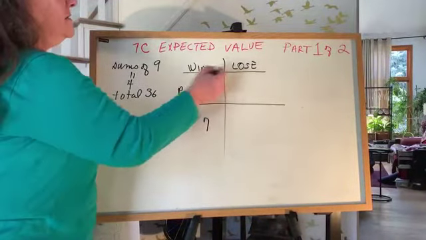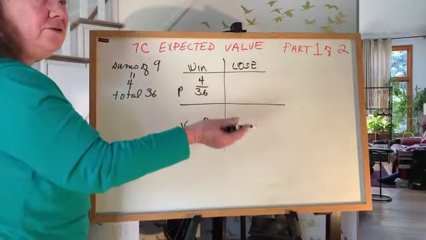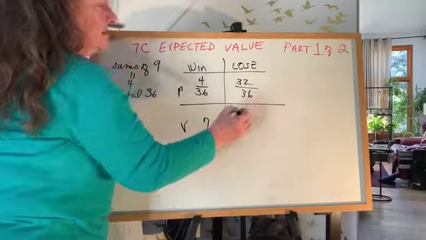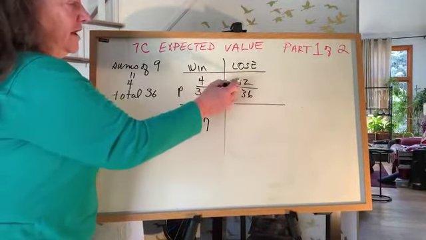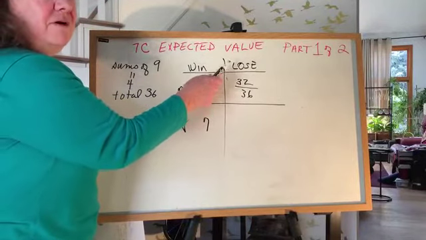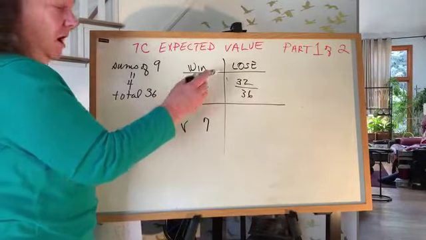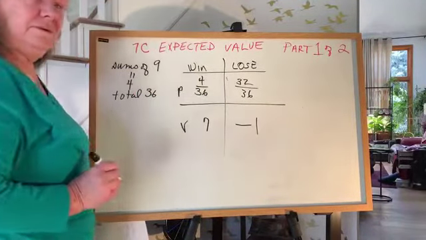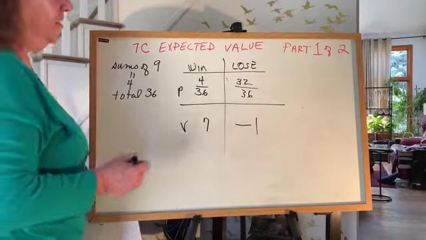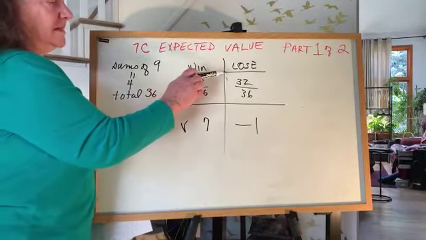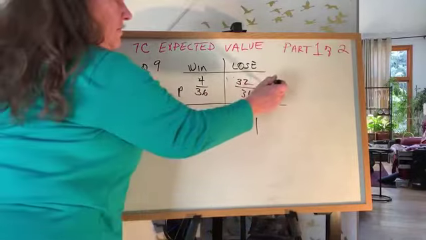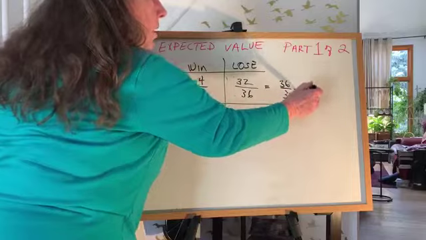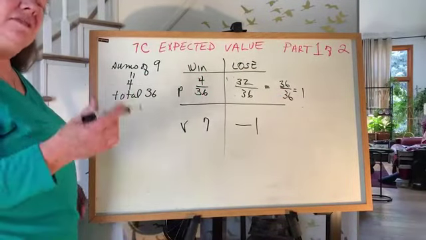So how many times would you lose? All the other times. That would be 32 out of 36. That's all the other times. That's rolling a sum of 2, 3, 4, 5, on up through 12, except 9. And if you lose, you lose $1. Okay? That makes sense? I hope so. And please notice 4 over 36 plus 32 over 36 equals 36 over 36, which is 1. So for these dollar games, you should get that 1.